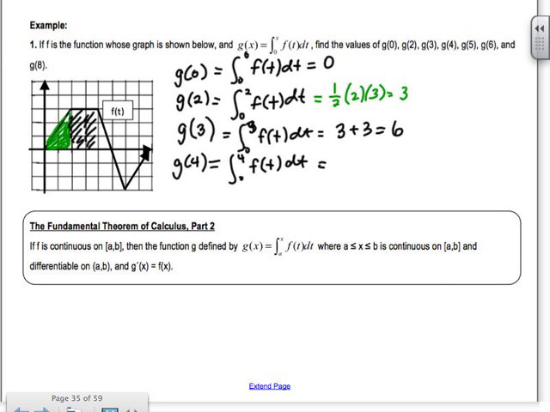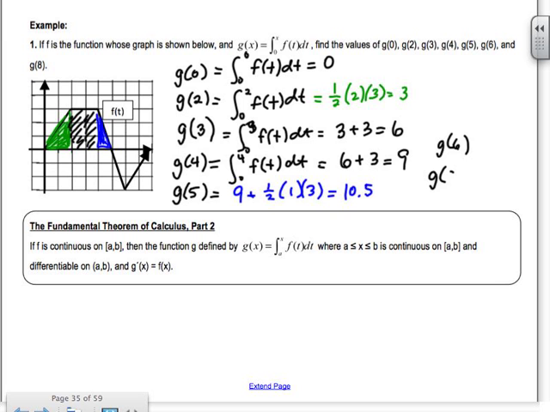9. G of 5. So I still need to write the integral, or you guys get it. G of 5 would be adding on this little bitty triangle. So it's 9 plus 1/2 base times height. So 9 plus 1.5, so 10.5. G of 6 and g of 8. Ooh, g of 6 is a little hard. What's g of 6?